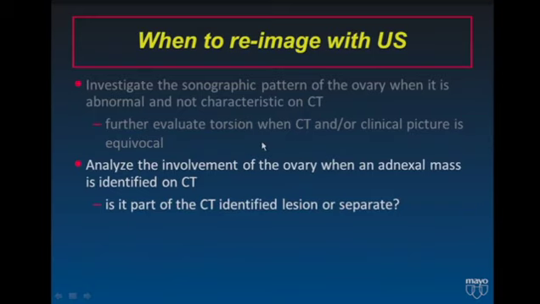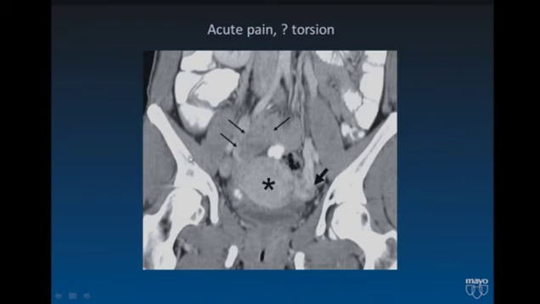The other time that I think that reimaging with ultrasound is helpful is when we want to understand the involvement of the ovary when we identify something on CT. If we're not sure that a mass in the adnexa identified on CT involves the ovary or not, then ultrasound is a great tool to use. So, for example, in this case, here's the uterus starred, here's the left ovary with the black arrow, and this was the region of the right ovary, but it looked like it might be flipped in a different spot. The tube was not particularly thickened.